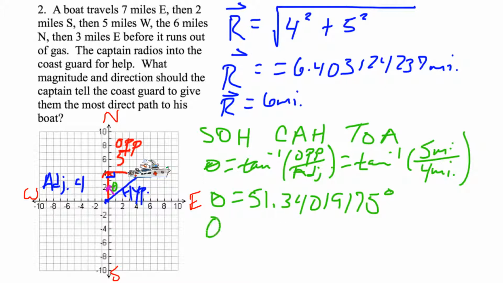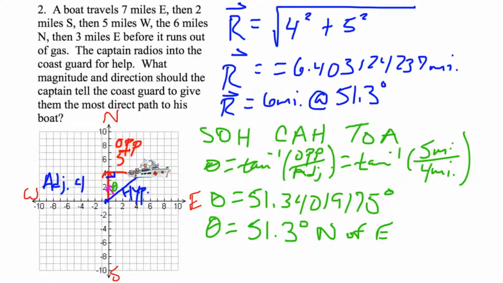Alright, again, we're going to go ahead and just cut that off here at the tenths place. So theta is going to be 51.3 degrees. And now we need to say where that degree measurement is. Again, we are moving towards the north from the east, so that is going to be north of east. So in order to write our complete vector statement up here, we're going to say that that is 6 miles at 51.3 degrees north of east.